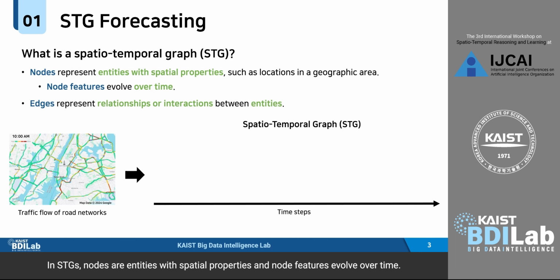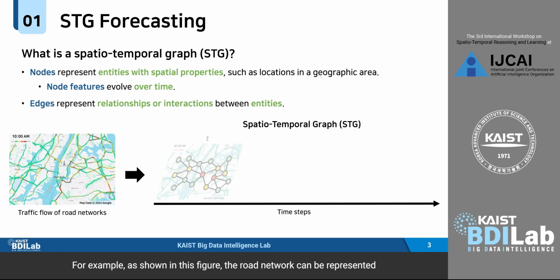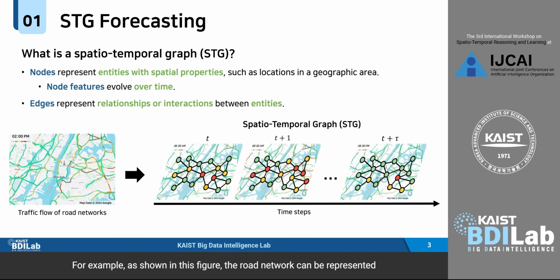In STGs, nodes are entities with spatial properties, and node features evolve over time. Edges represent relationships or connections between entities. For example, as shown in this figure, the road network can be represented as a graph for each time step, where the node features indicate the traffic flow on each road.